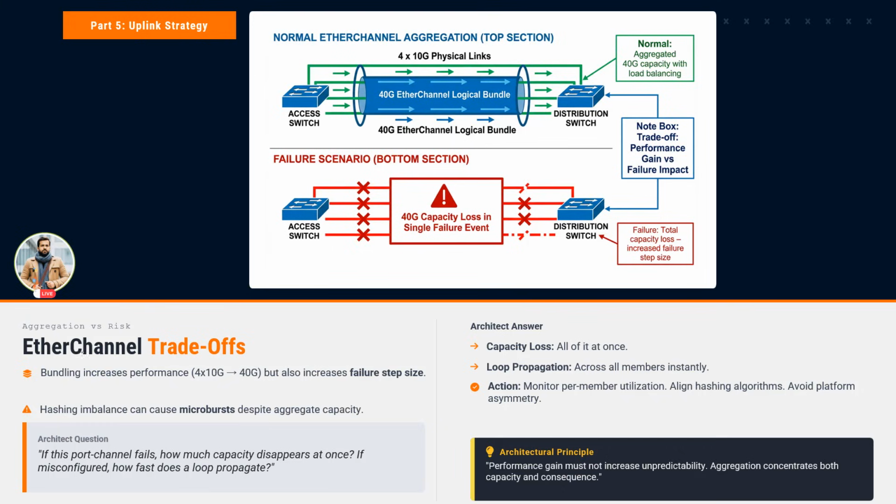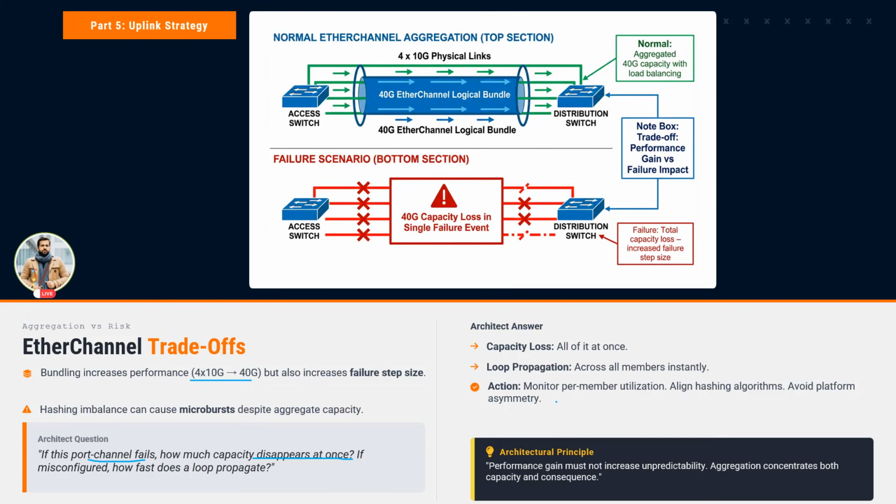Let's talk about uplink strategy. EtherChannel is pretty common, right? Yeah, and it's great for throughput. Four 10 gig links become a 40 gig logical link. But here's the architectural question. If that port channel fails, how much capacity disappears at once? All of it. Bundling increases performance, but it also increases what I call failure step size.